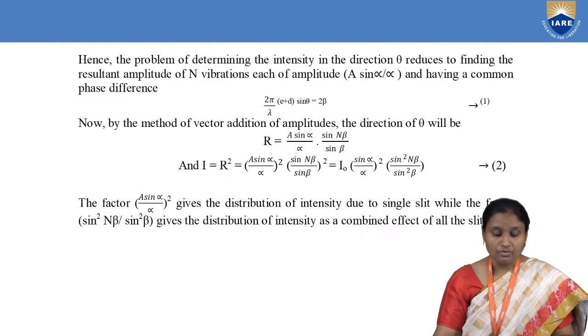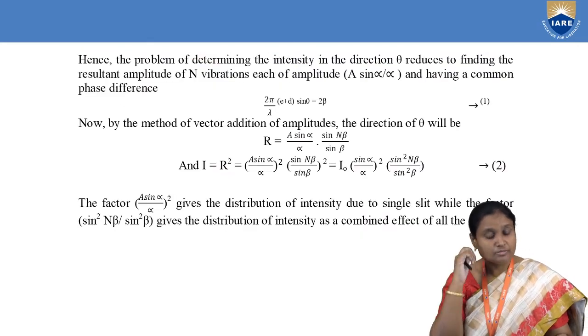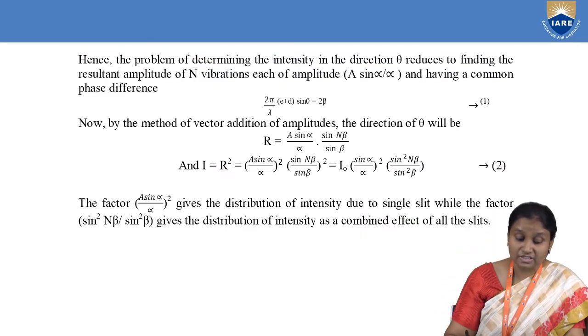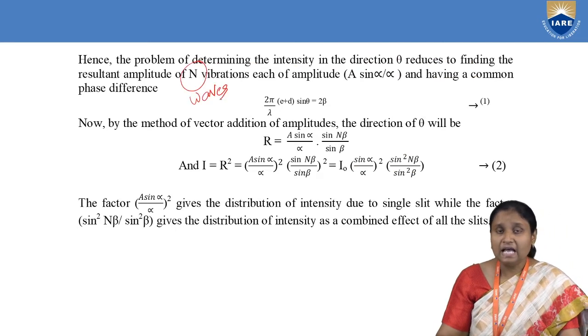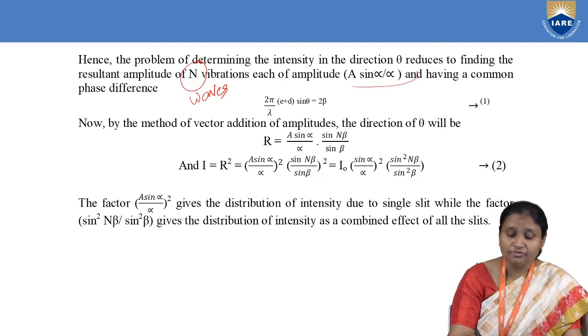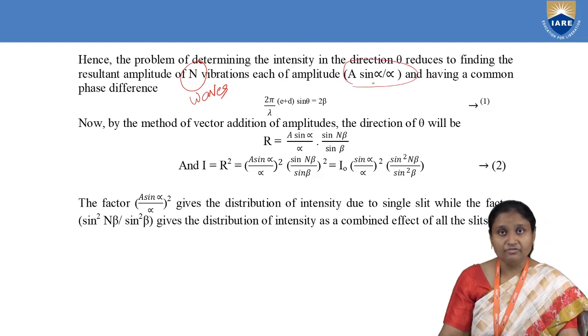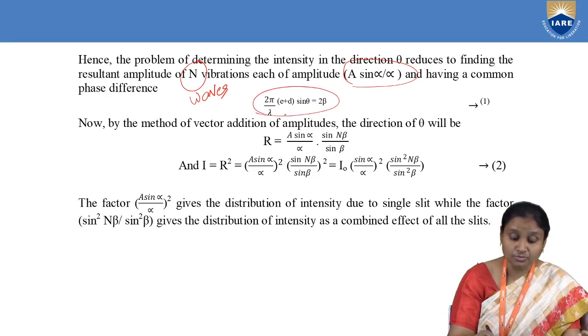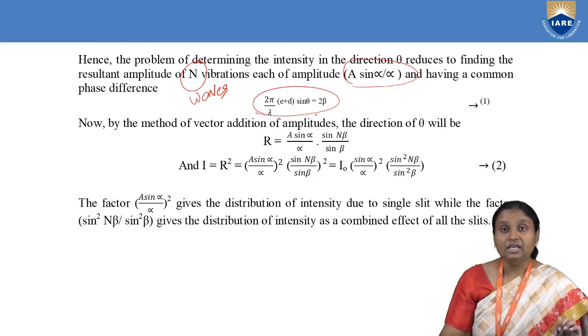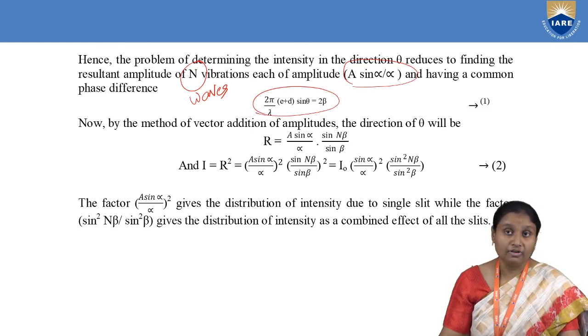Okay. So next, what you will observe here is, because we have N number of slits, I'll have N number of waves. What is the amplitude of each wave? Amplitude of each wave is given by A sin alpha by alpha. And the phase difference between two adjacent diffracted waves is given as 2 beta. Then we again have the method of vector addition of amplitudes.